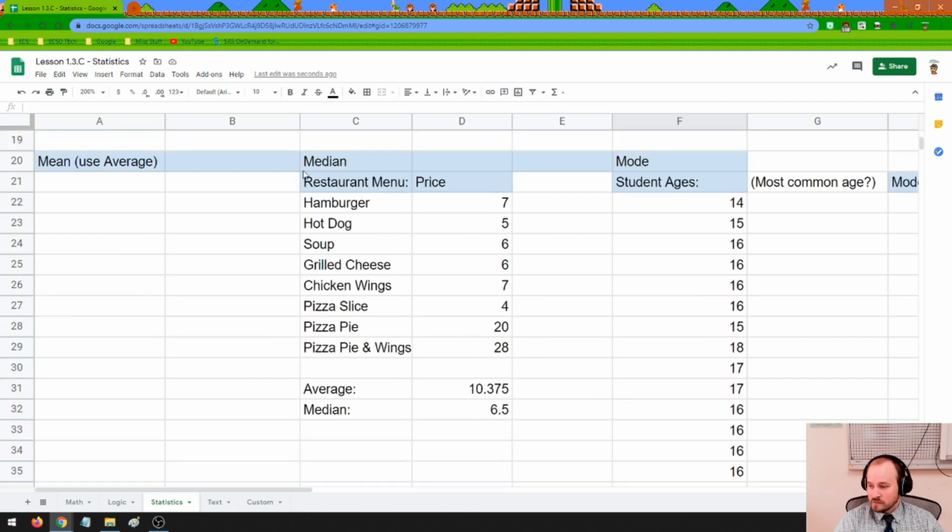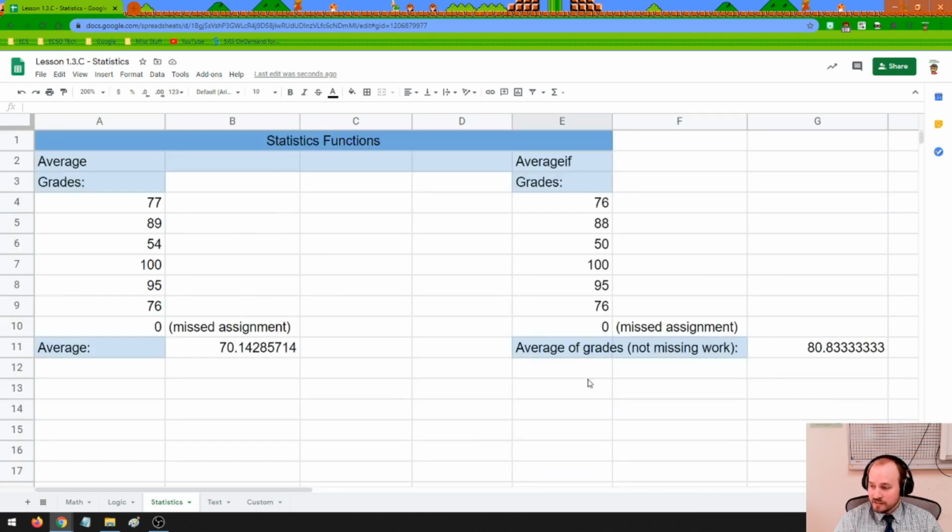All right. Remember we talked about the median and mode, median being the item in the middle when you sort them from smallest to largest. If it's two of them, we just find the average of those two. And the mode is the most frequently occurring item in the group of data. And then, of course, we had the average and the average if. So that pretty much wraps it up for statistics.